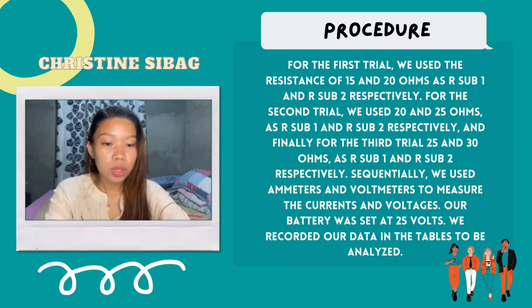Sequentially, we use ammeters and voltmeters to measure the current and the voltages. Our battery was set at 25 volts. We recorded our data in the tables to be analyzed.